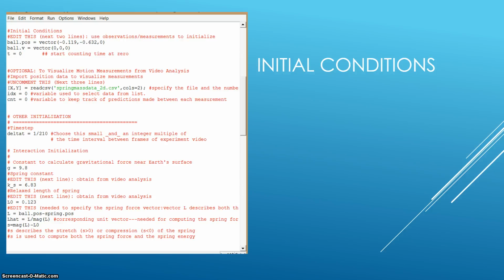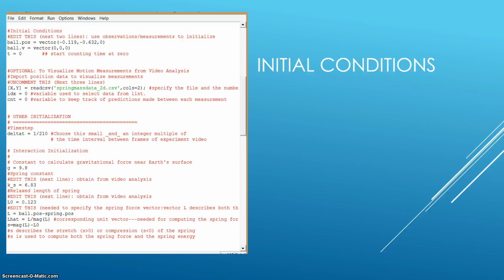The initial conditions used in the code include the mass of the object, which is 0.402 kilograms, the initial position of the object obtained from Tracker, the initial velocity of the object, which is 0 since it starts from rest, and the start counting time, which is equal to 0. Next, we determined certain parameters that will later be used in the loop. The first parameter is the gravity constant on Earth, which is equal to 9.8 meters per second squared.